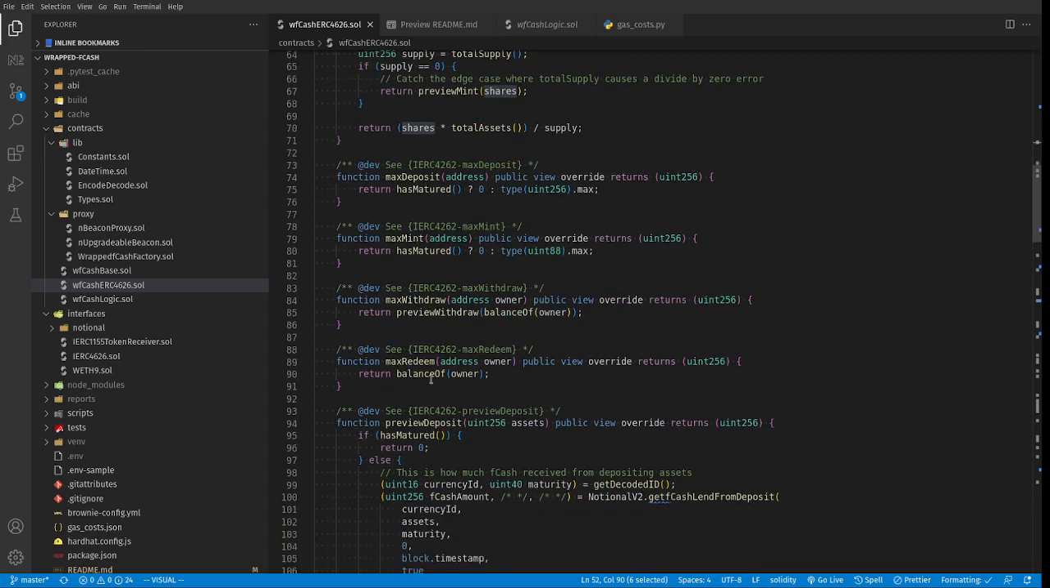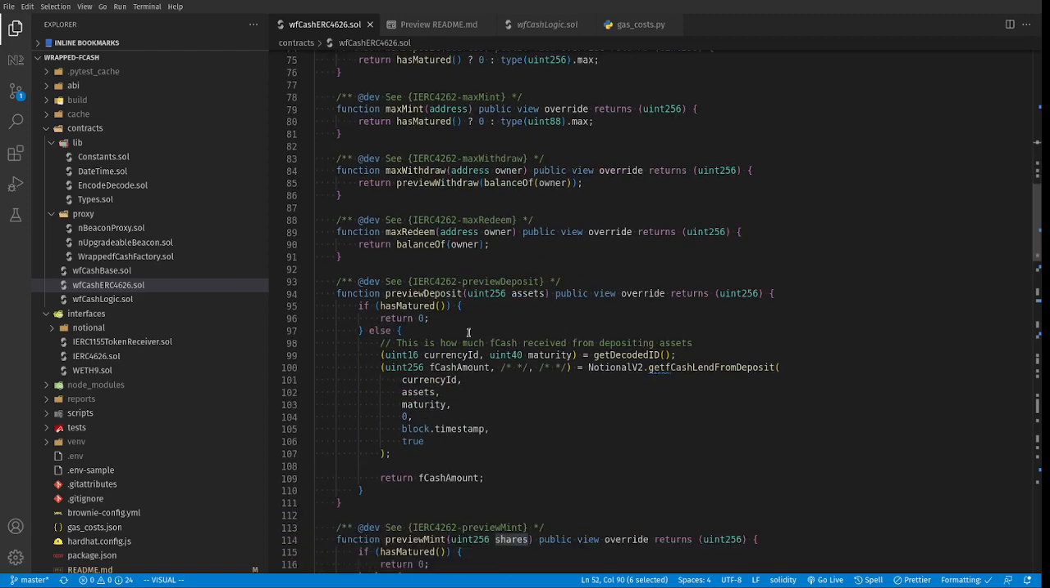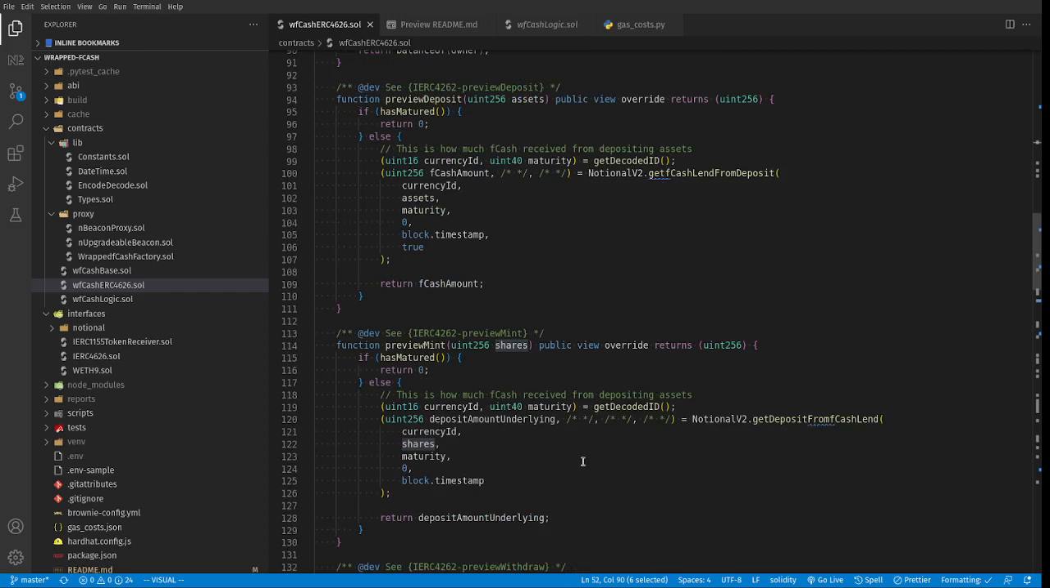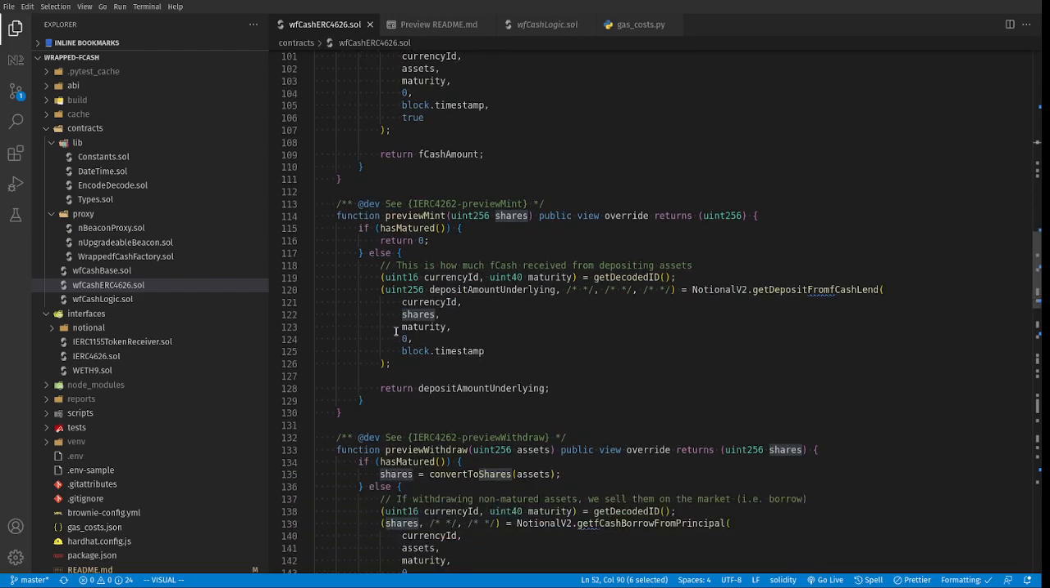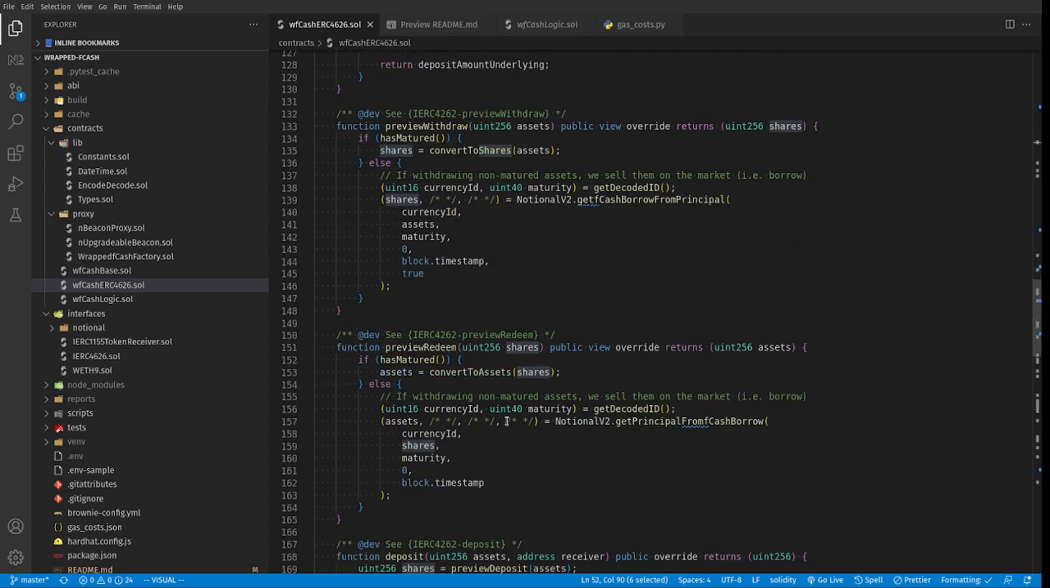There are these maximum limits here. Take a look at those, which build off of the different calculation methods that are exposed in Notional for lending and borrowing when withdrawing.